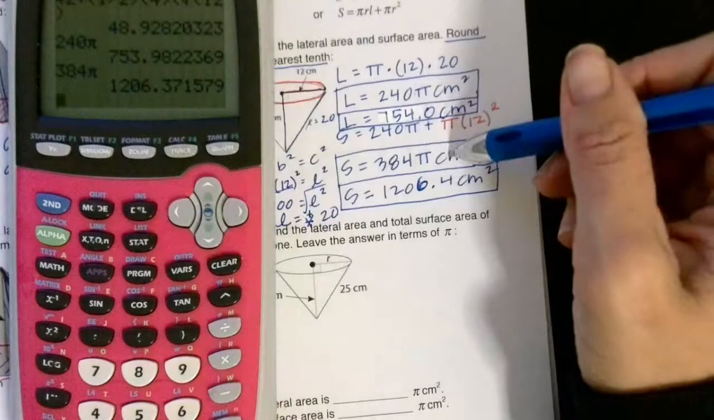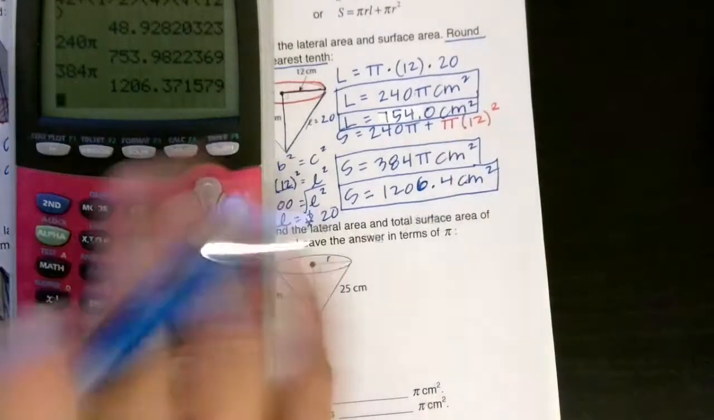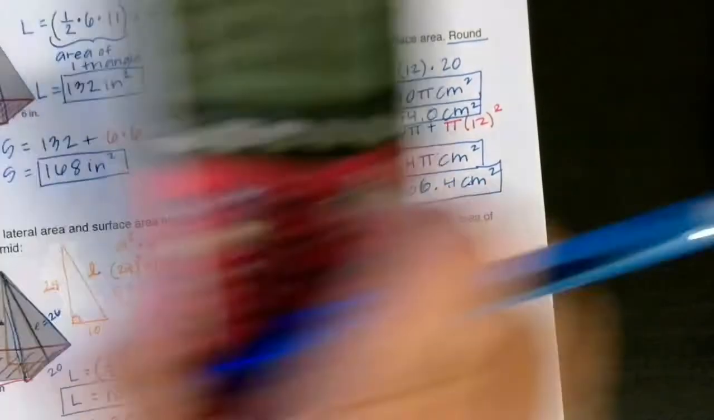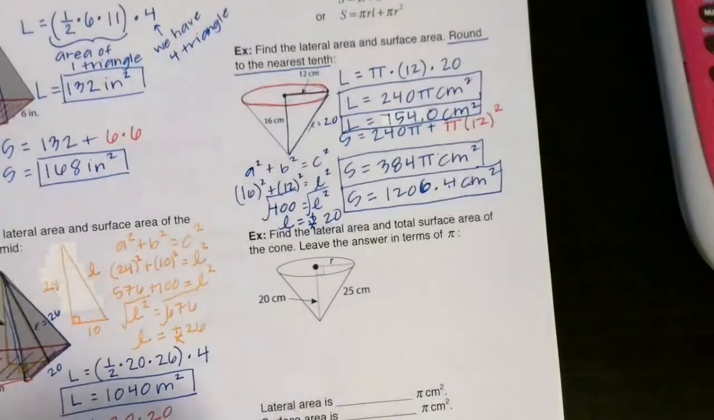So this is in terms of pi, this is rounded. Okay, this is exact, this is approximate. Anytime you have to round, it's not the exact answer, it's the approximate.